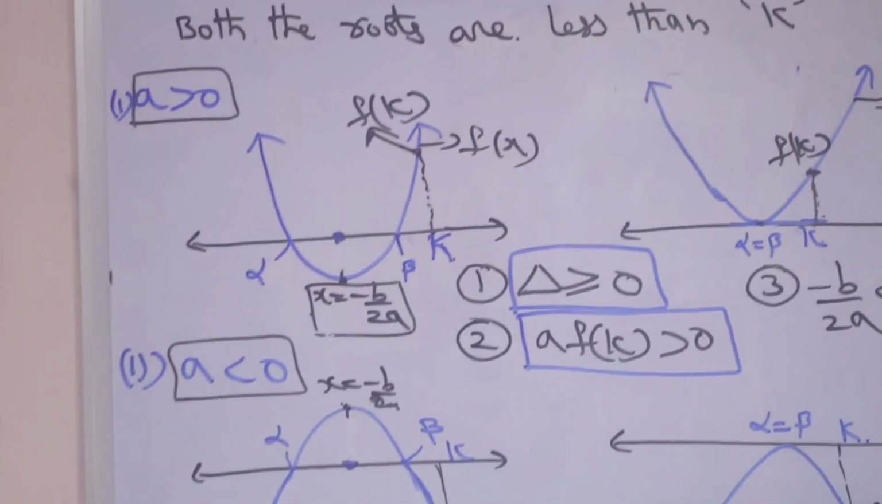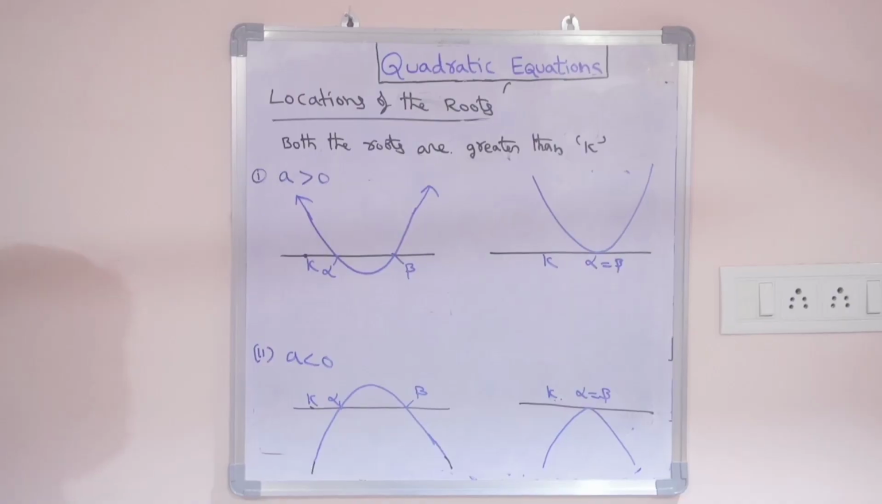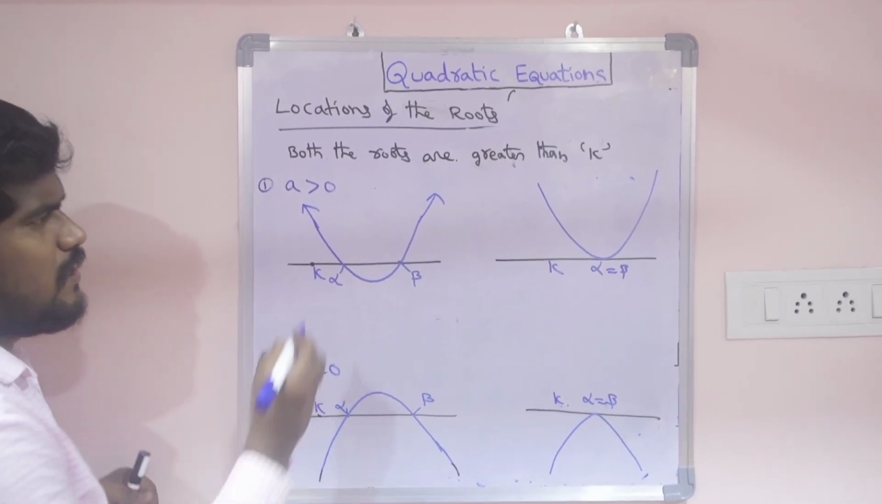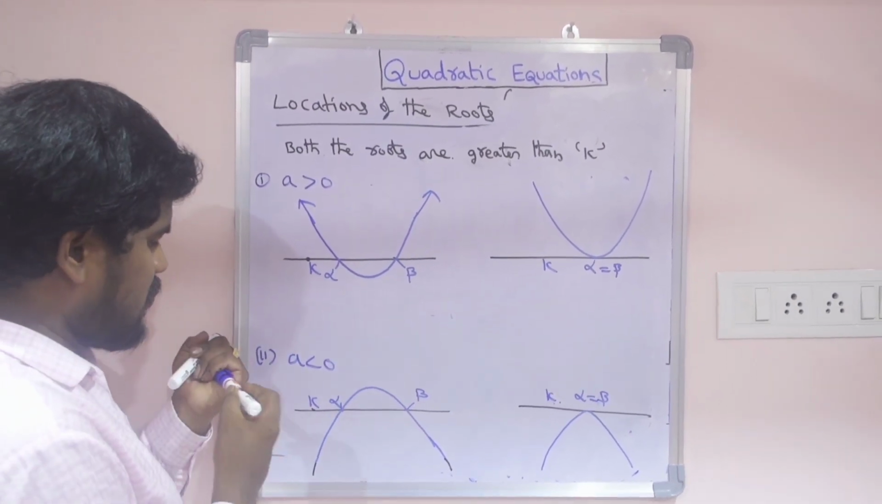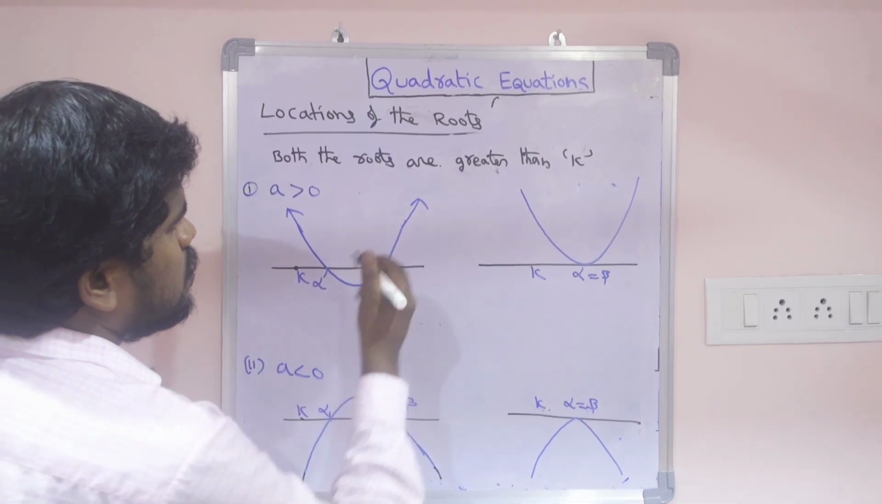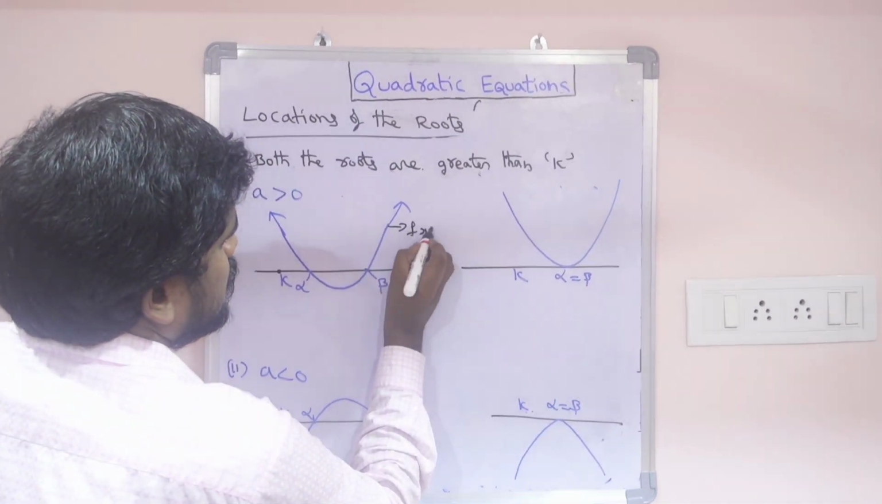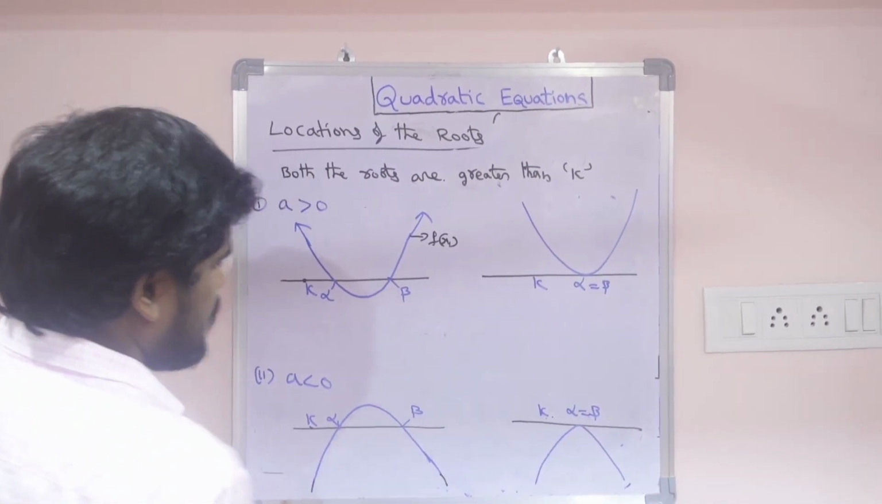Next we will go for the next condition. Now both the roots are greater than k. So I already said this, the graph is f of x. So this graph is f of x. Here also f of x. Here also f of x.